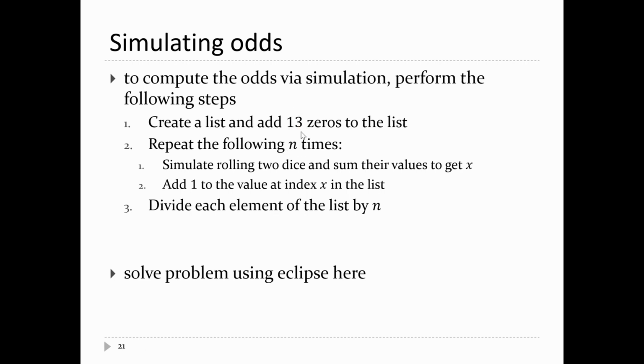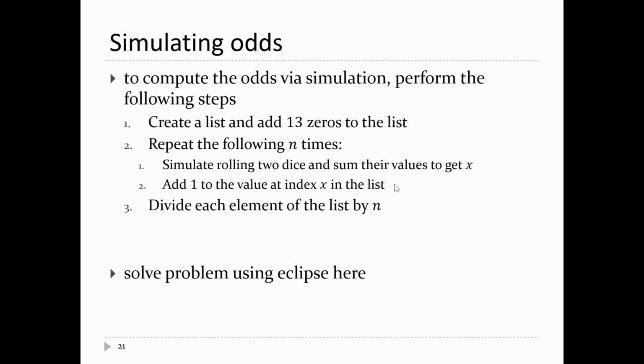and I want to add 13 zeros to the list. Because I'm going to count the number of times that I roll a 2, a 3, and so forth, the zeros are going to represent the current count. I'm just going to write a loop that runs n times, where n is some large-ish value, and I'm going to simulate rolling 2 dice. Suppose I get a 6. I'm going to go into the list and look at what's stored at element 6, add 1 to that value, and put it back into the list at index 6. That'll give me the number of counts.